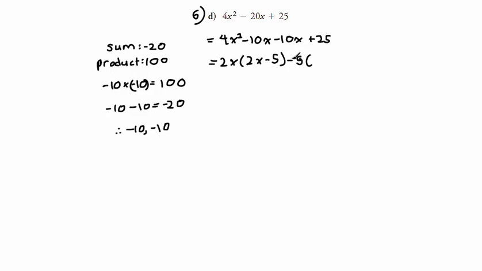And what are we left with? Minus 5 goes into minus 10 2 times, so we're left with 2x. And minus 5 goes into 25 minus 5 times, so we're left with a minus 5. Notice this and this, they're the same. So we can factor out a 2x minus 5. And then we're left with the exact same thing, 2x minus 5.